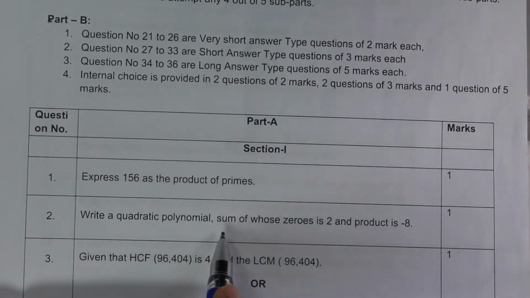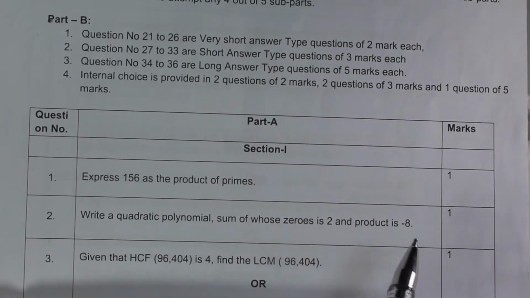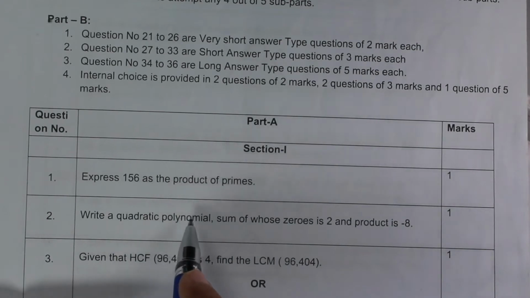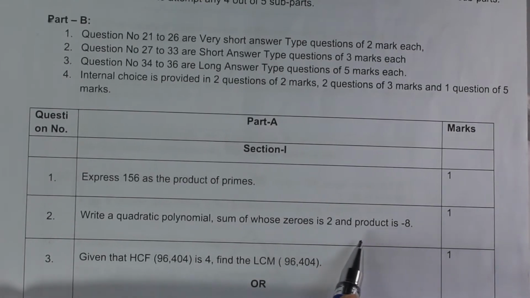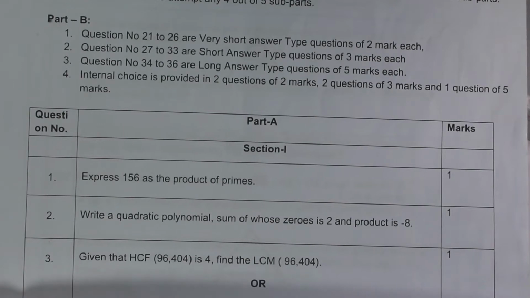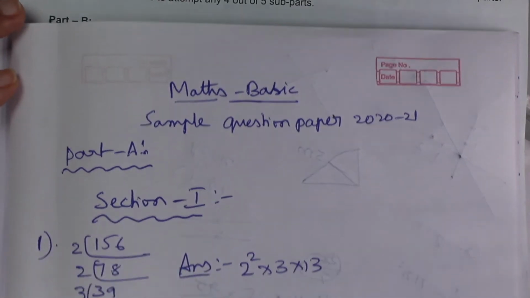Write a quadratic polynomial, sum of whose zeros is 2 and the product is minus 8. So we have to write down a quadratic polynomial, which implies a polynomial of degree 2, whose sum of the zeros, that means sum of the roots, is 2 and the product of zeros is minus 8, that means product of roots is minus 8. What is the zero of a polynomial? It is the root of the polynomial. The value for which the polynomial becomes 0 is called the root of the polynomial. Now let's look at the solution.